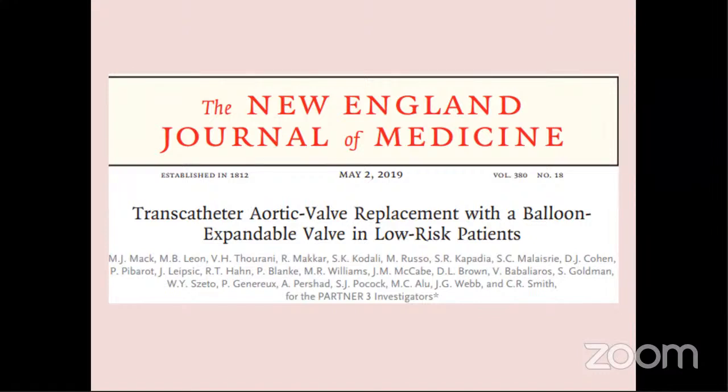Okay, the access. We compared two accesses. What did you find? I'll focus more on the transfemoral access. Oh, you exclude it totally. Don't focus, exclude it totally. I'll exclude the transthoracic access, because it showed that it's inferior to the surgical in PARTNER 2. Right? Okay, what else?